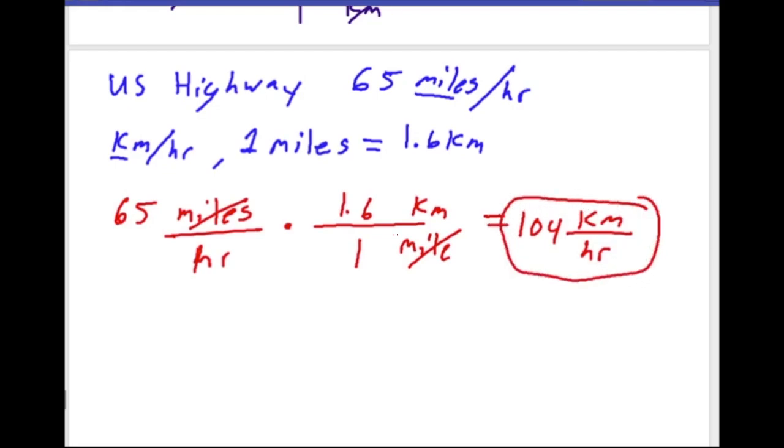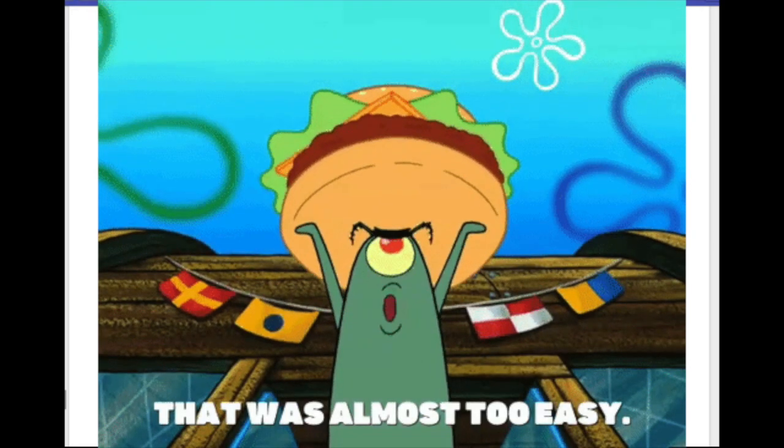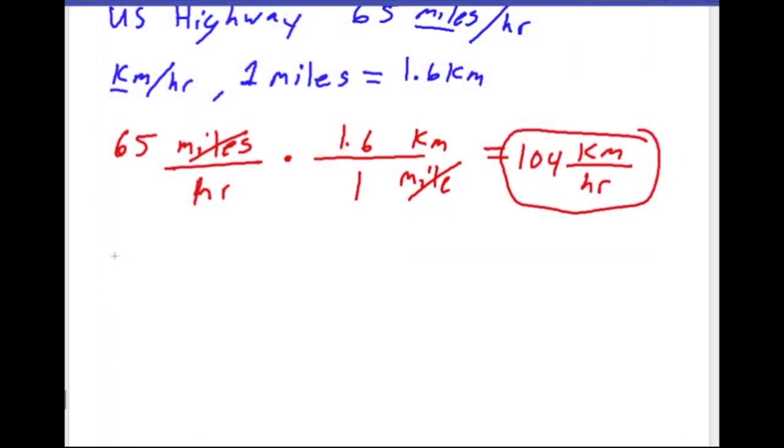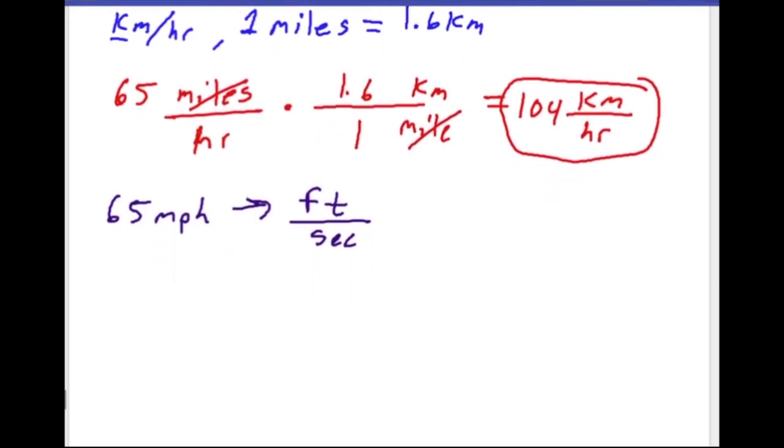All right, I know what you guys are thinking. That still was a little too easy. So instead of converting that 65 miles per hour into kilometers per hour, we're going to convert it into feet per second. So this one's going to be a little bit more difficult. So first things first, let's start off with the miles to feet. So fortunately, I'm going to make things a little easy for you. And I'm just going to tell you that 1 mile is equivalent to 5,280 feet.